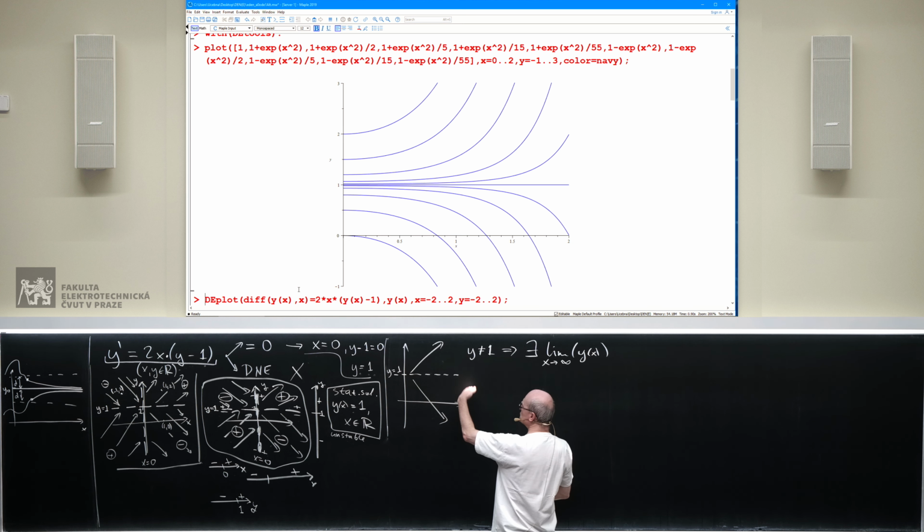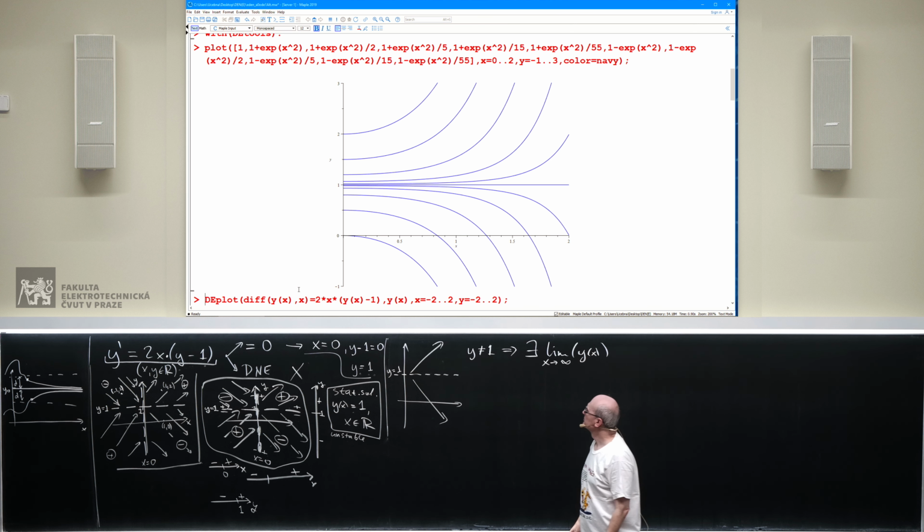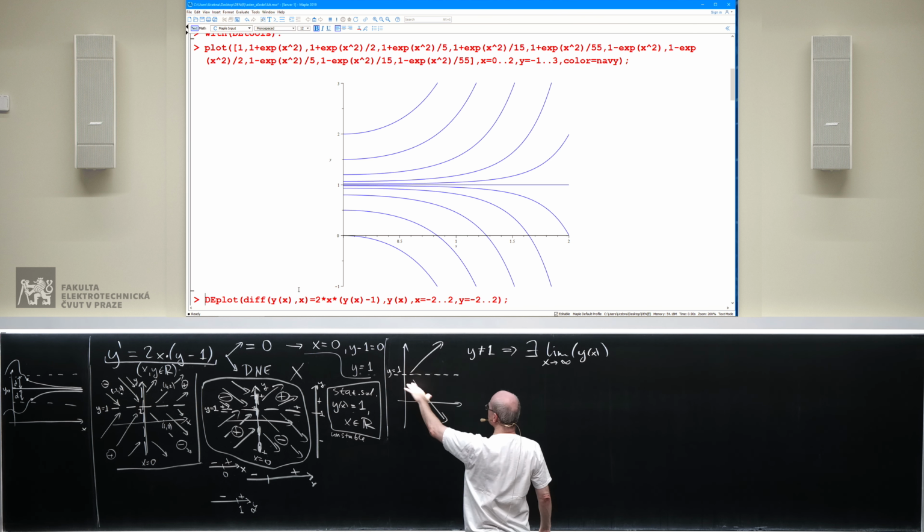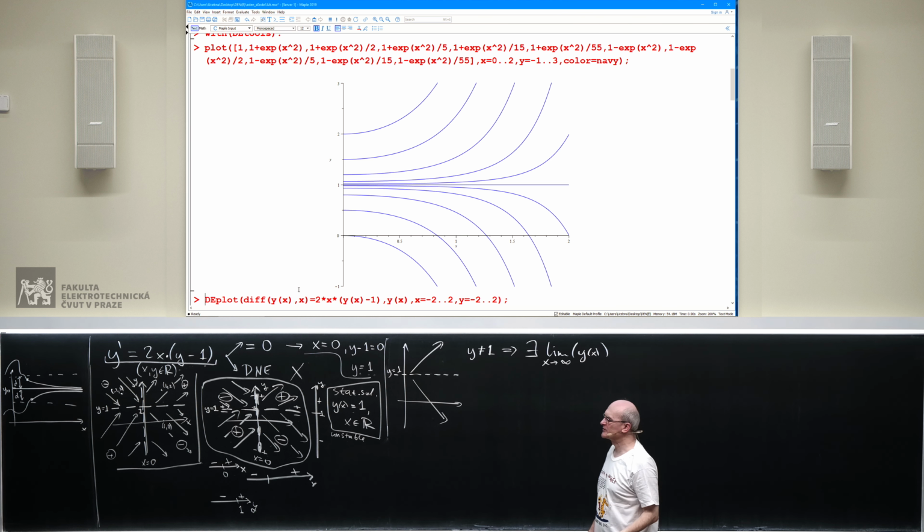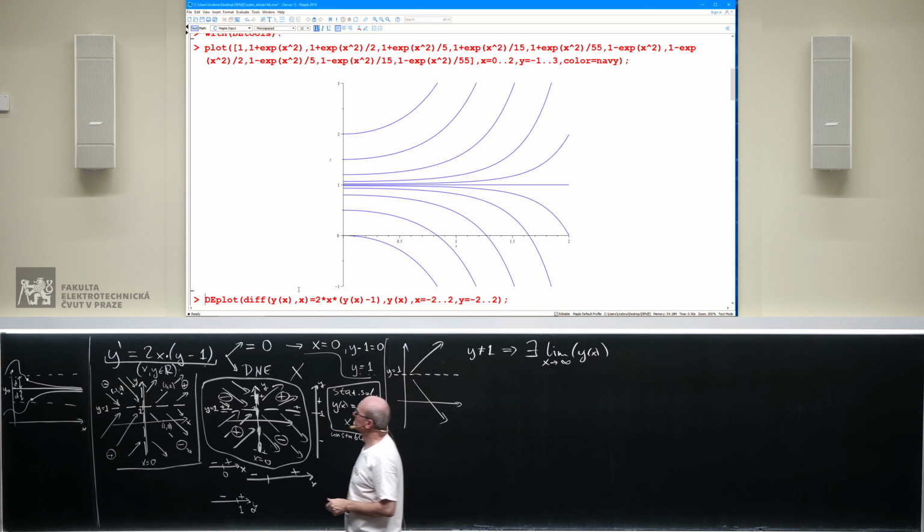Will there be some oscillation happening? The answer is no, because the solutions are monotone. Every monotone function must have a limit, finite or infinite. We don't know. So that's a good question. Is this limit infinity, or perhaps negative infinity, or is it some number? Now, to see that, I'm going to do a little trick.